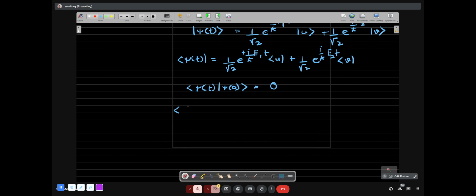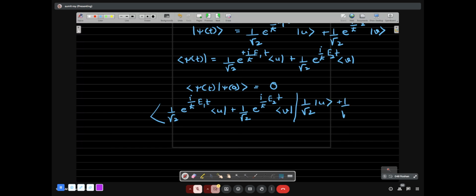So this is like 1 by root 2 times e to the power i by h cut E1 t bra u plus 1 by root 2 times e to the power i by h cut E2 t bra v, whole with inner product of whom? The 0 one. So 1 by root 2 ket u plus 1 by root 2 ket v equal to 0. Could you follow?